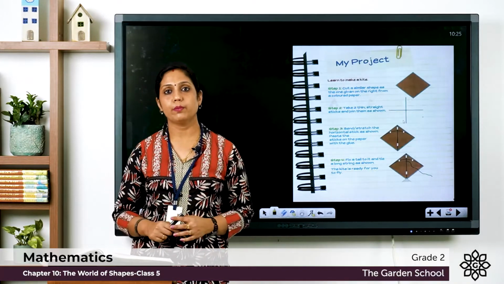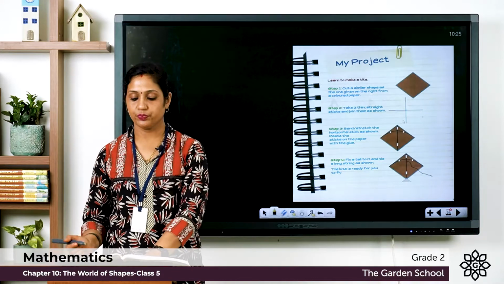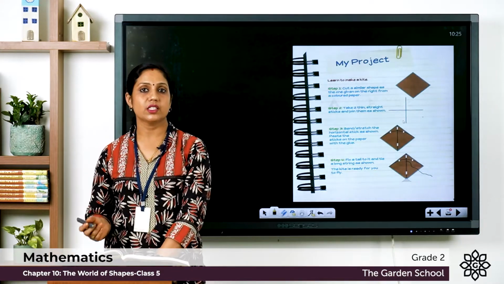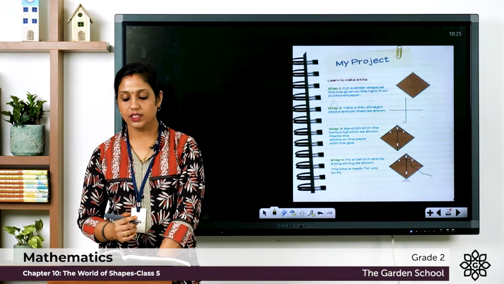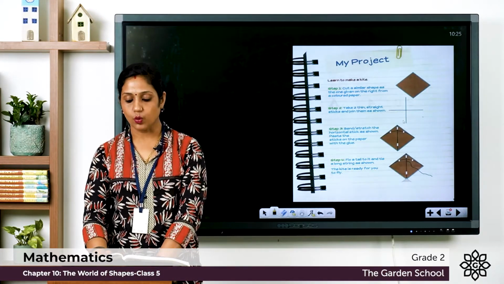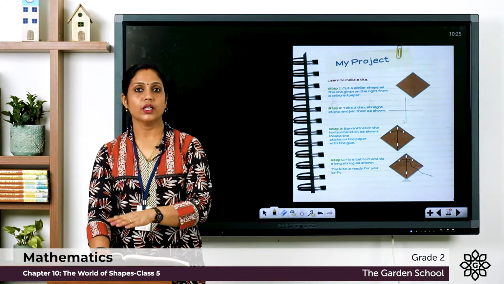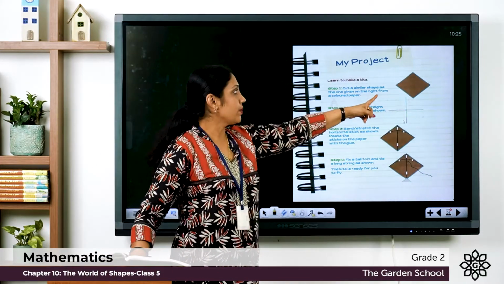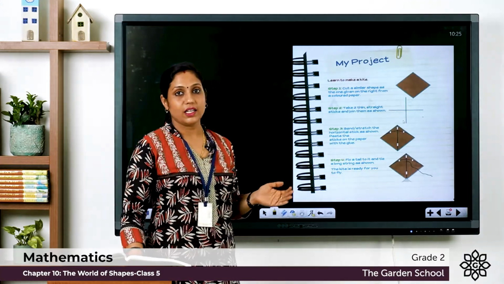Next we have My Project, page number 149. So let's read out. Learn to make a kite. So this is a project, how to make a kite. Step 1. Cut a similar shape as the one given on the right from a colored paper. So you can see here a shape is given, similarly cut like this from a colored paper.